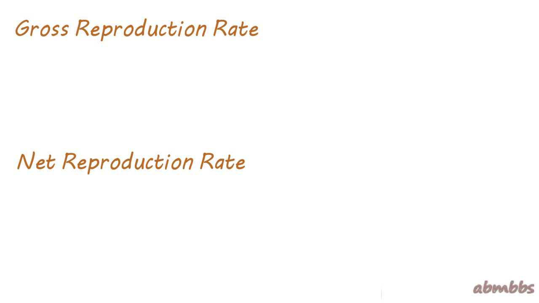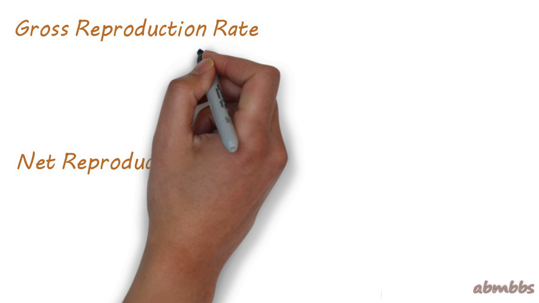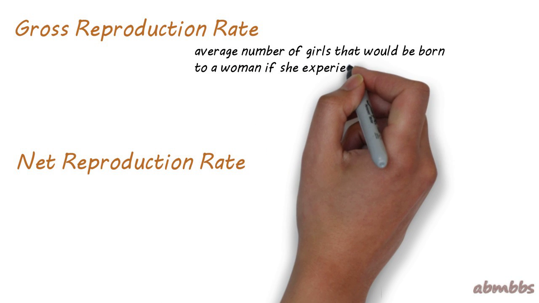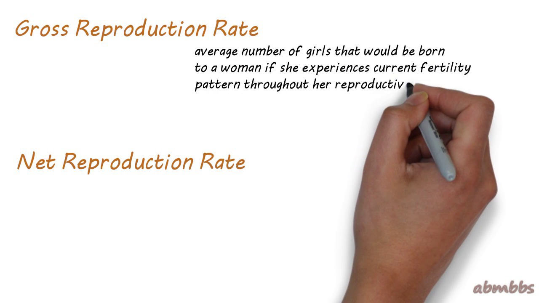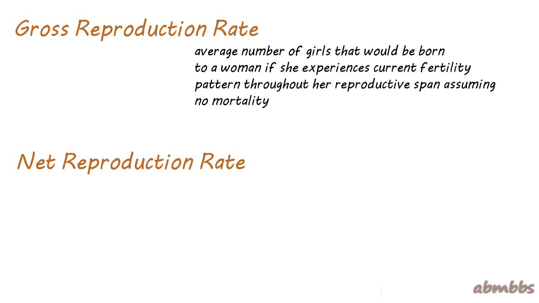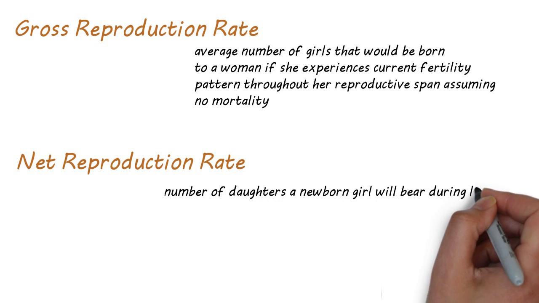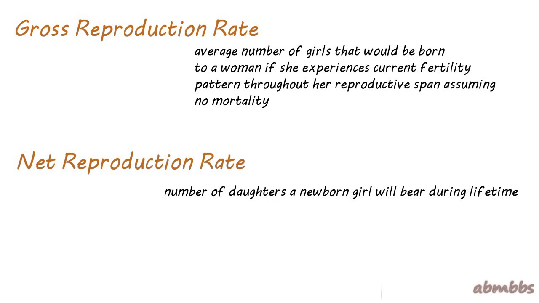Finally, before ending, I will introduce you to two more rates. They are very important. First is gross reproduction rate. It is defined as the number of girls that would be born to a woman if she experiences current fertility pattern throughout her reproductive span and assuming there is no mortality. Net reproduction rate, on the other hand, is the number of daughters a newborn girl will bear in her lifetime, assuming current fertility pattern persists and there is no mortality.